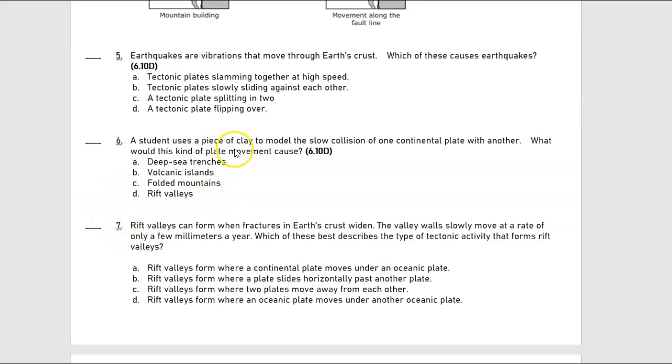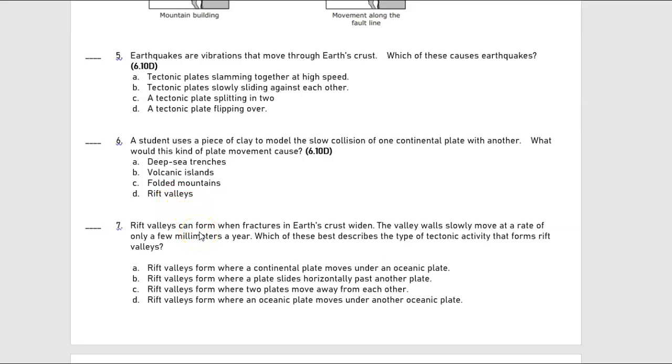Number 6, a student uses a piece of clay to model the slow collision of one continental plate with another. What would this kind of plate movement cause? So we have two continental plates colliding. A, deep sea trenches. B, volcanic islands. C, folded mountains. D, rift valleys.